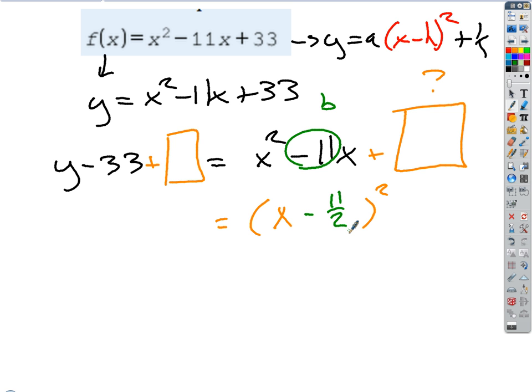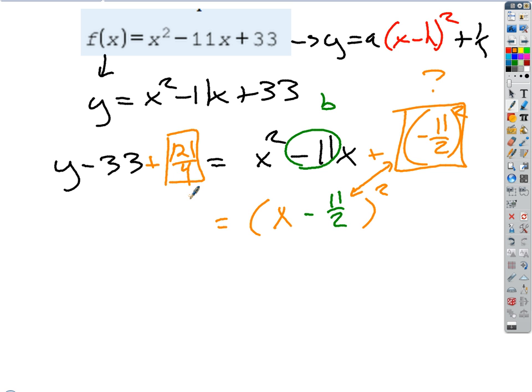But to get that, what do I have to add over here to get a trinomial that factors that way? What do I do? Good. It's going to be that number, b over 2 squared. Right? Got to add the same thing to both sides. So what is, the negative goes away when I square it, of course. So I just get 11 squared over 2 squared. What is that? 121 over 4. Yeah. Okay.